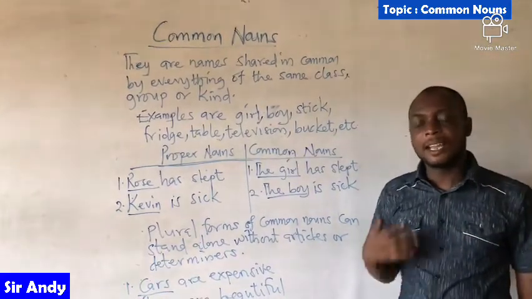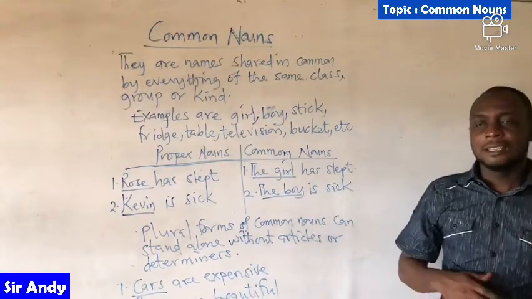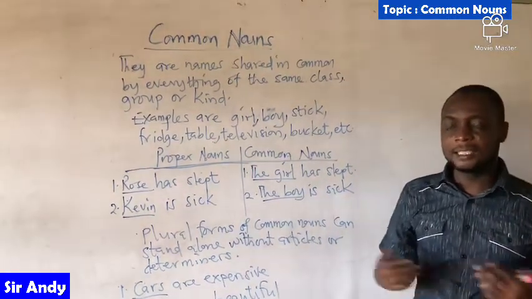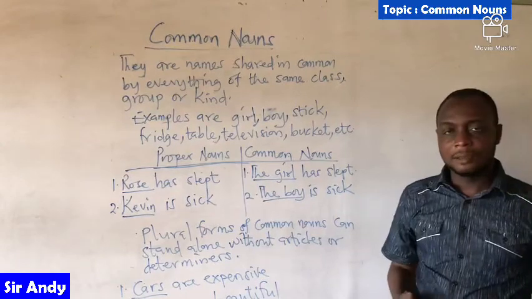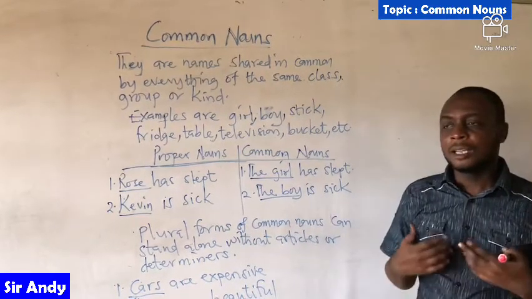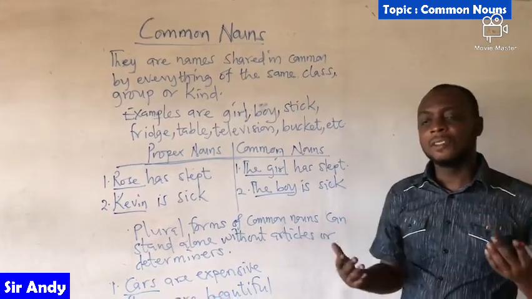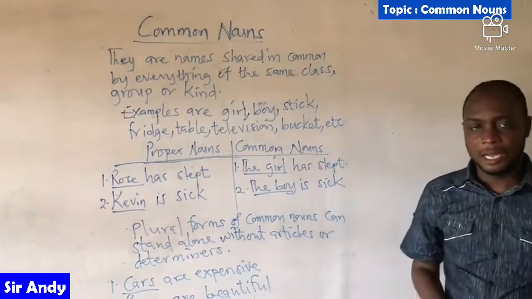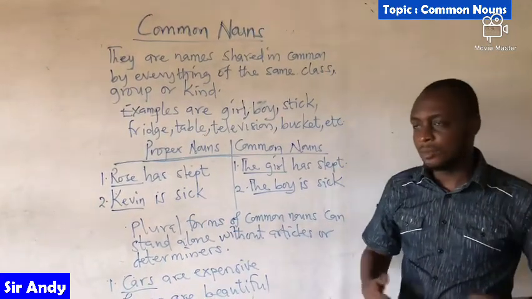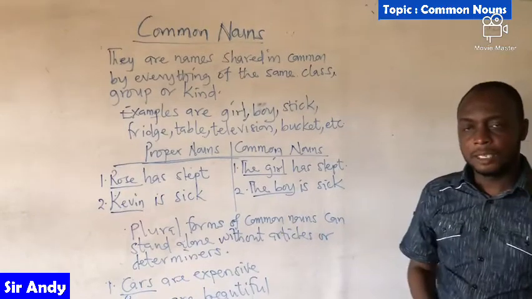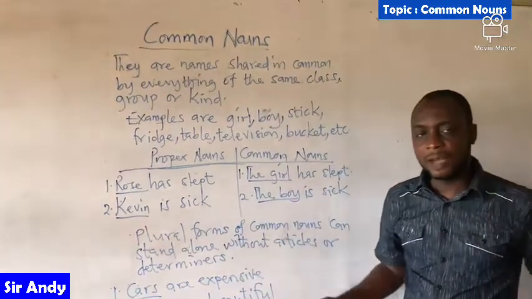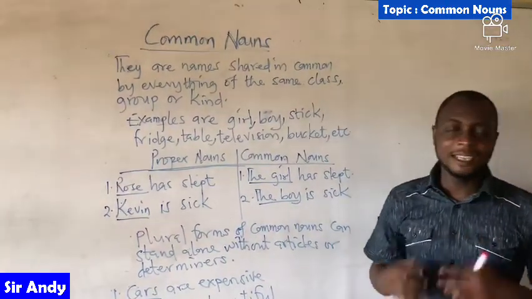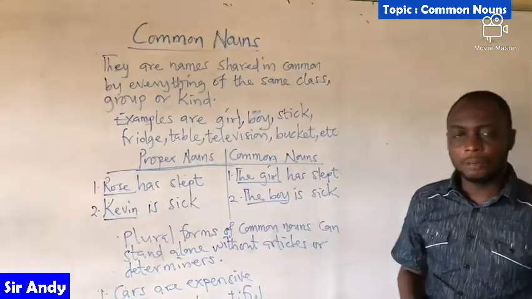These are regarded as common nouns because they could be seen everywhere, and they share in common, right? They share in common by everything of the same class, group or kind. Tables, you can have different kinds of tables, different shapes of buckets, and so on and so forth. And these are regarded as common nouns.